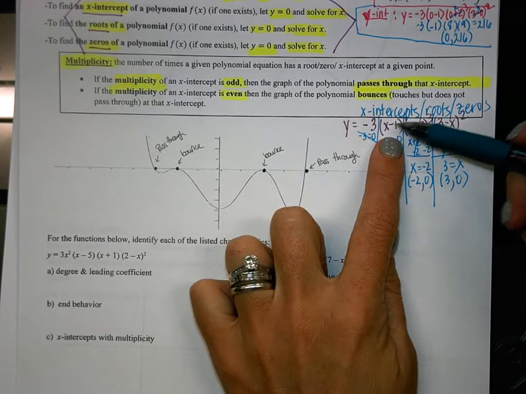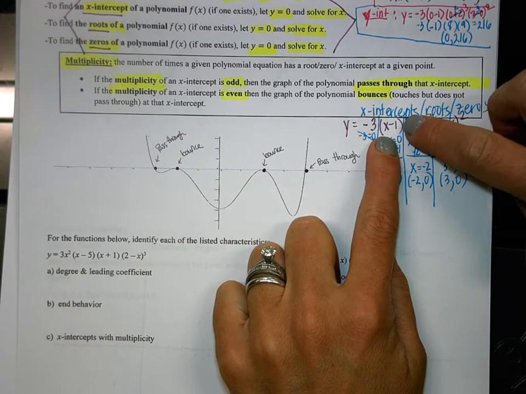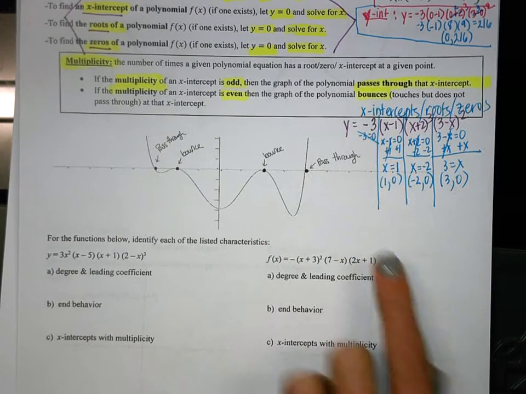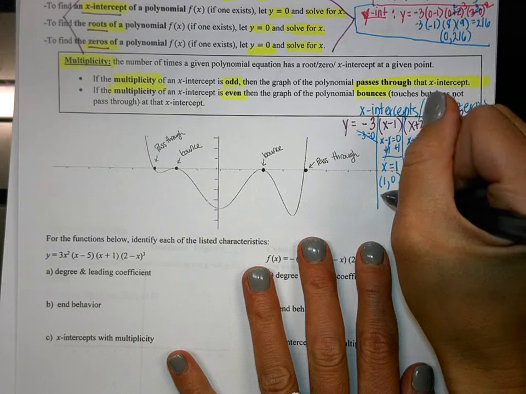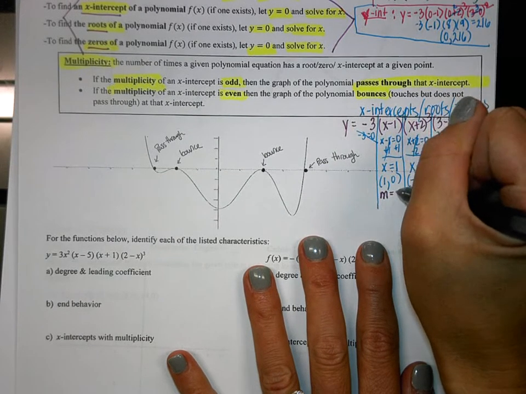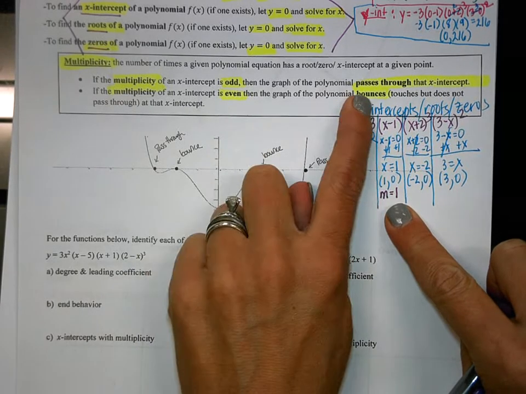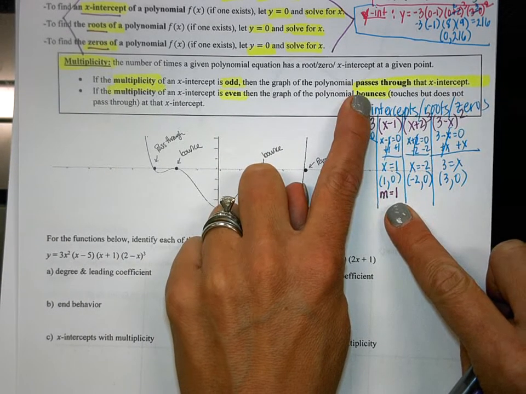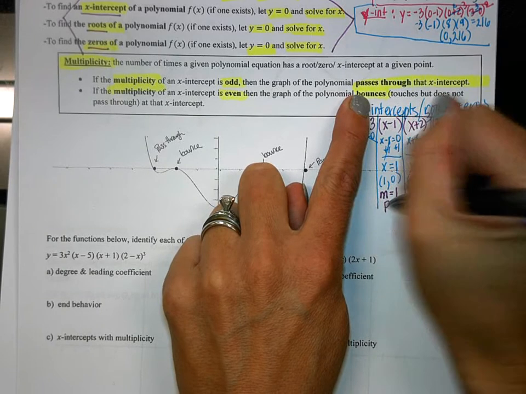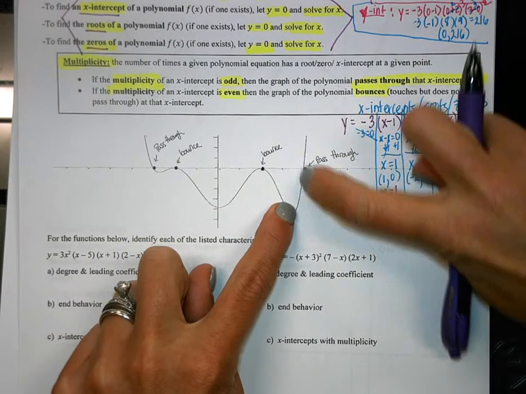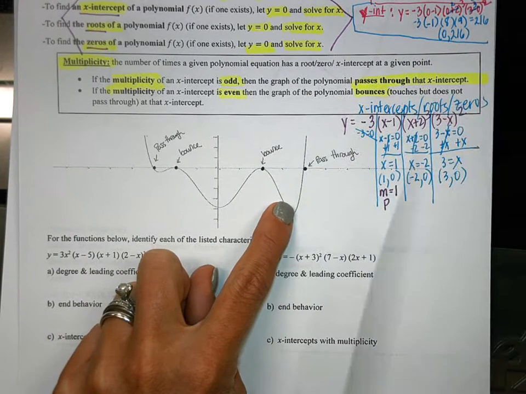See here, x minus 1. How many x minus 1s were there in this equation? There was only 1, correct? That means that this has a multiplicity of 1. And is 1 odd or even? Odd. So that means it's going to pass through the x-axis. So I'm going to put a P here to let us know that it passes through. If you're looking here at the graph, do you see how this is passing through this point? That's what they mean by passing through.